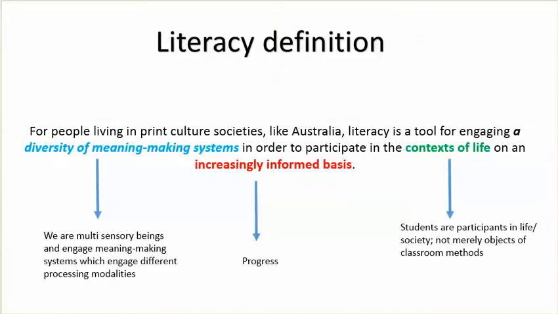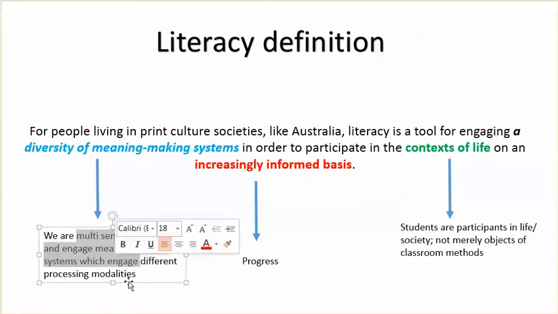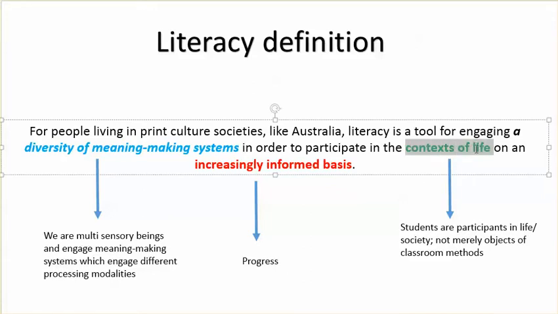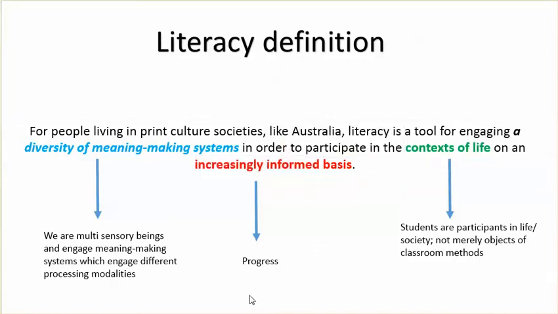So anyway, just to summarize where we are, diversity of meaning-making systems, this is what I just said. Progress is important. You need to illustrate, in assignment 1, how the kinds of contexts of life in which you participate actually support your progress. So I'll give you some categories here.